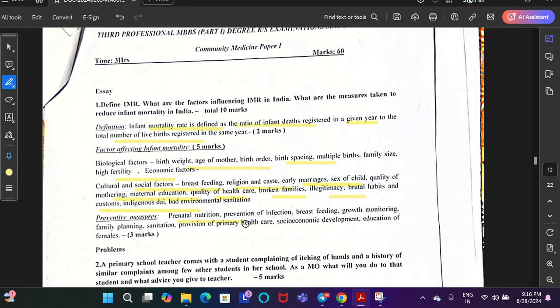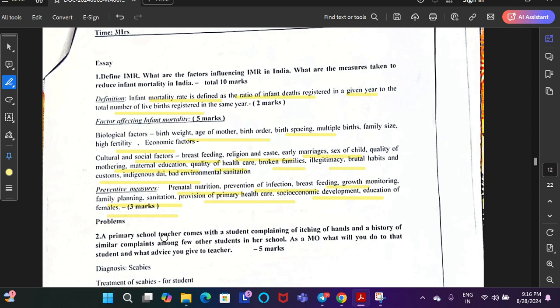Preventive measures: perinatal nutrition, prenatal nutrition, prevention of infection, breastfeeding, growth monitoring, family planning, sanitation, provision of primary health care, socio-economic development and education of the females.